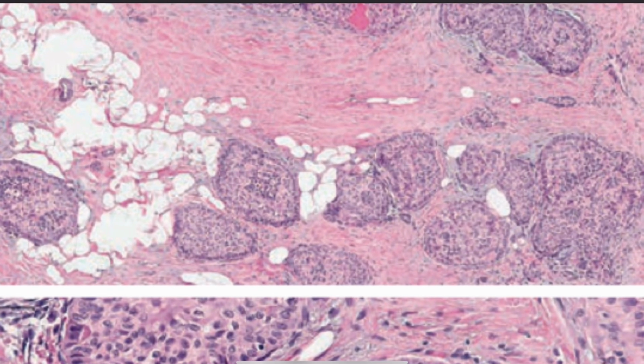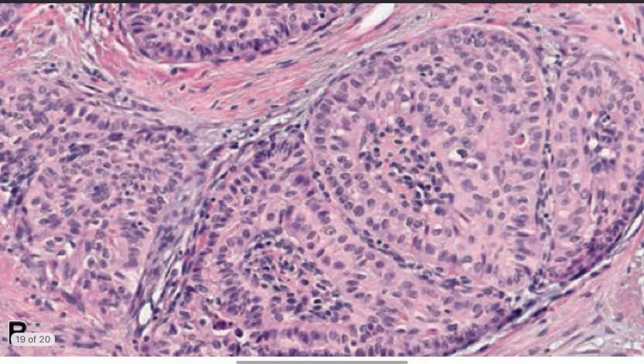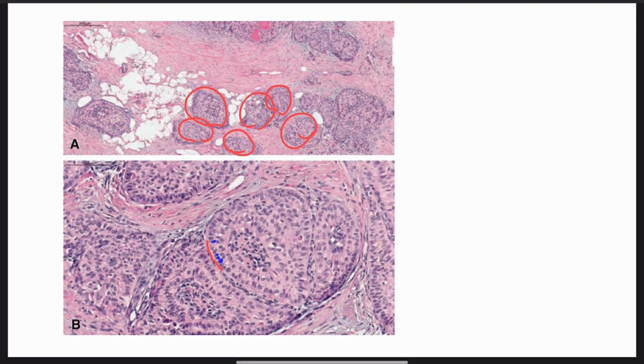So, here you can find the nests. Solid nests are there. But on high view, this is the resting surface, and the nuclei are apically located, with a distance from the surface. This is called reverse polarity. Solid papillary carcinoma with reverse polarity.